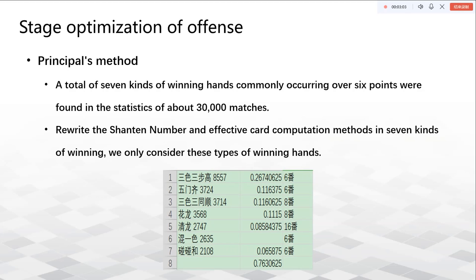We have counted about 30,000 matches and found 7 kinds of winning hands over 6 points that commonly occur, as shown in the figure. These 7 kinds have a total probability of 76% in the 30,000 games, which means that these seven kinds include most legal winning hands. So we try to only consider these winning hands in the game. This method achieves the best performance in the end.